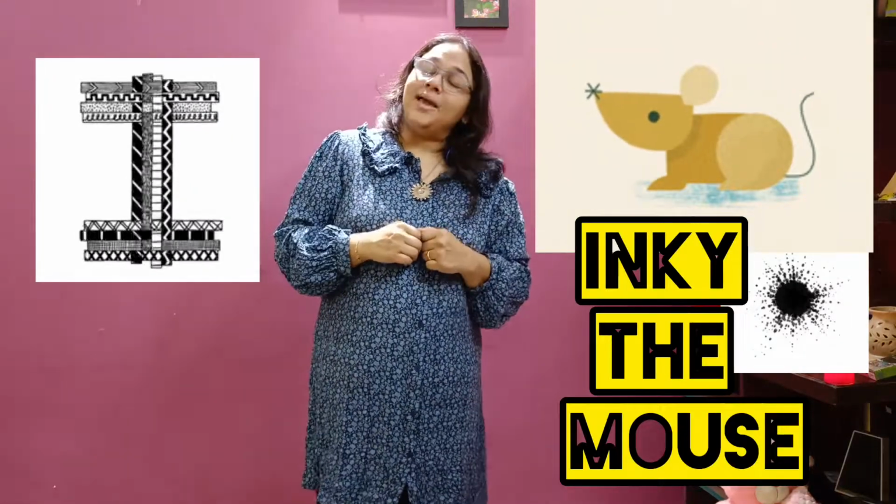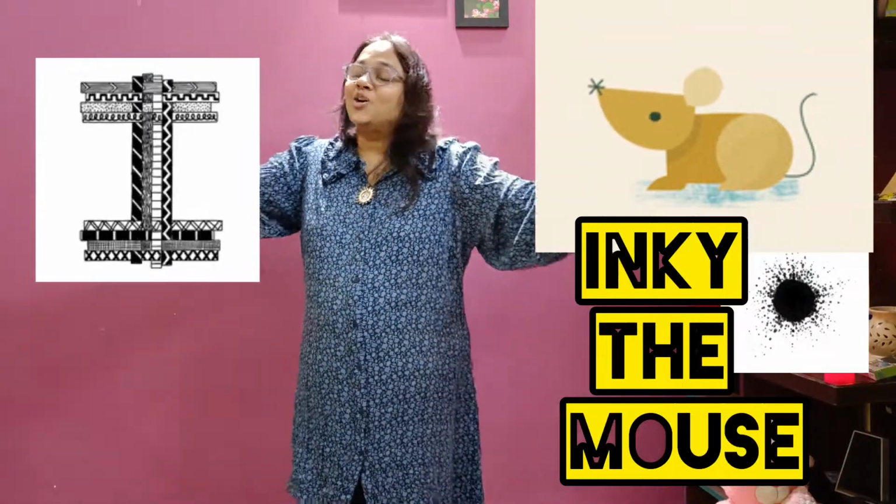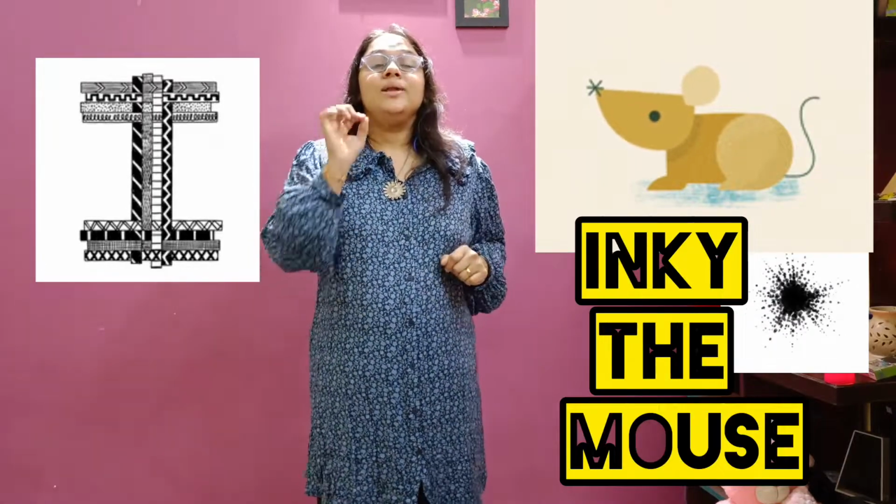Okay, next we have the letter I. Inky the mouse is my pet. She spread the ink and got wet. The ink, it spread all over the bed. I, i, i, i, ink is wet. So I makes the sound I.